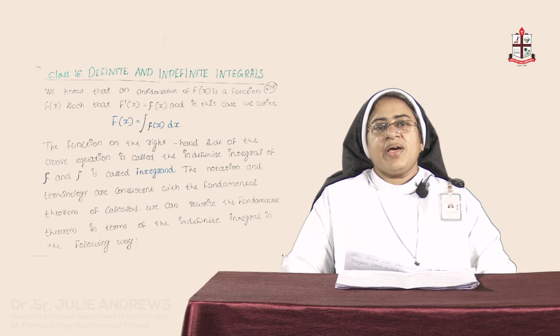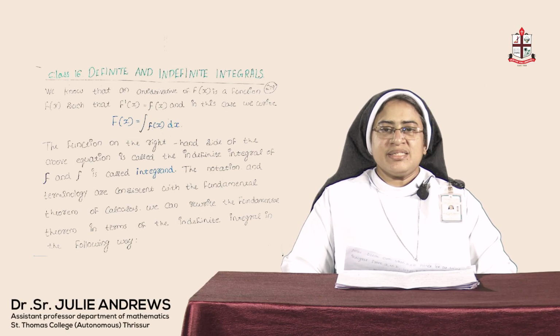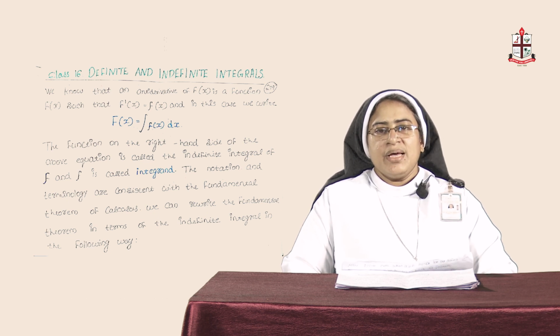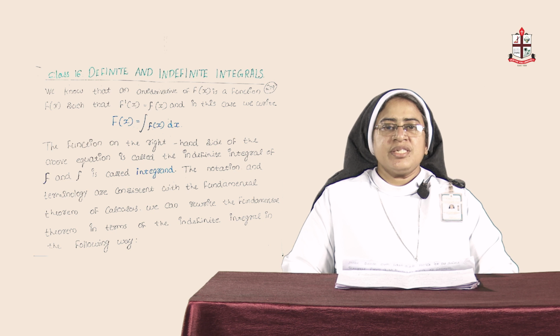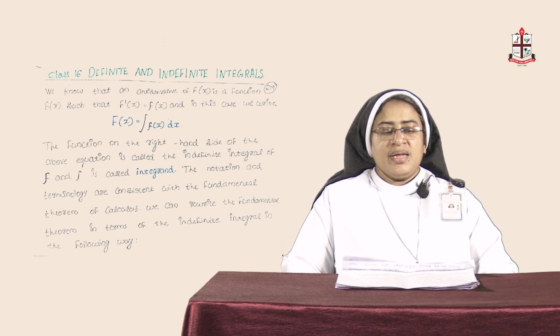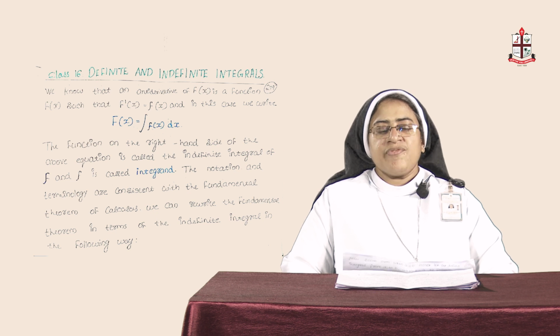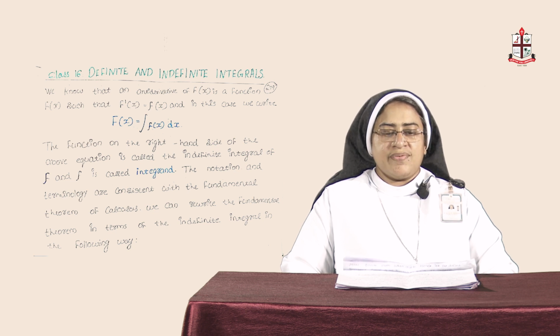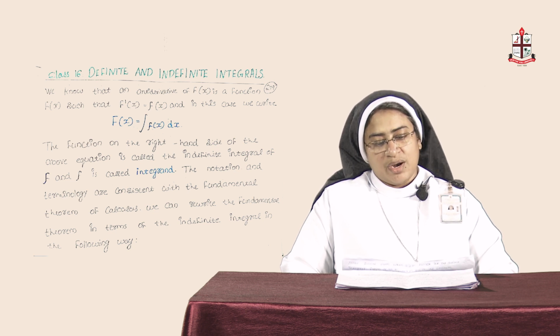Dear friends, today we are going to learn about definite and indefinite integrals. So, here first what we are going to do is, we know that an antiderivative of f of x, what is that? It is a function, again capital F of x, such that F dash of x is equal to small f of x. In this case, we will write that capital F of x is equal to integral over f of x dx.